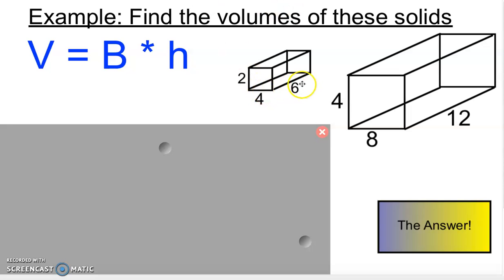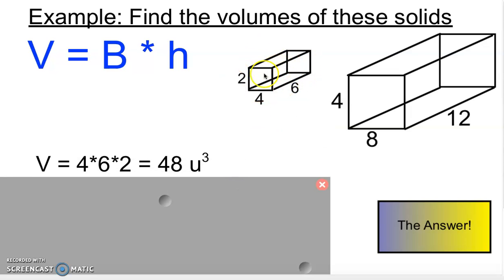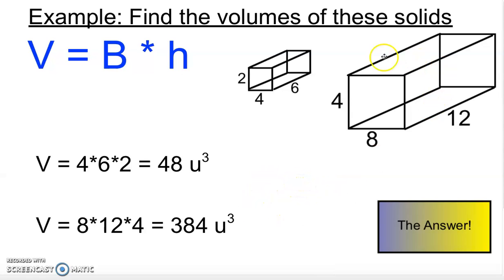So 4 times 6 is 24. 24 times 2 is 48. So this small solid is 48 cubic units. Then I do the same thing with the solid on the right. So I take 8 times 12 and get 96. 96 times 4 is 384. So the volume of the big one is 384 cubic units.